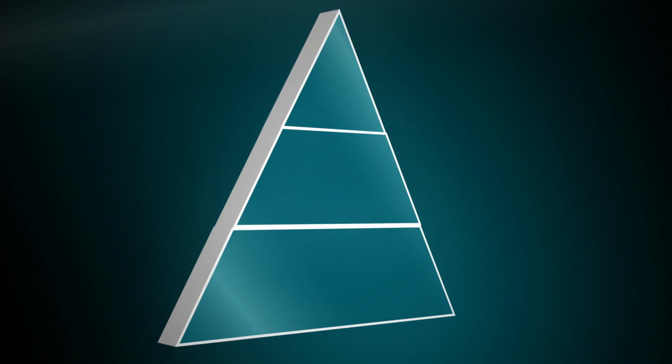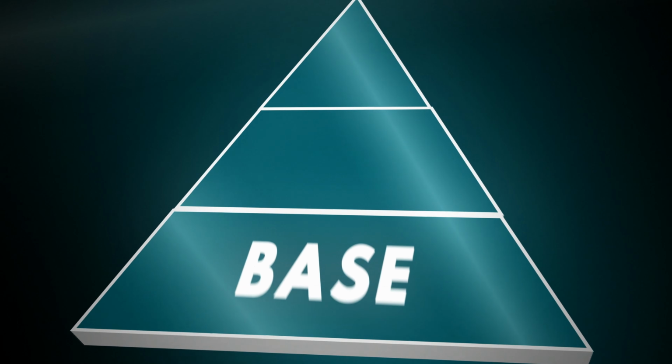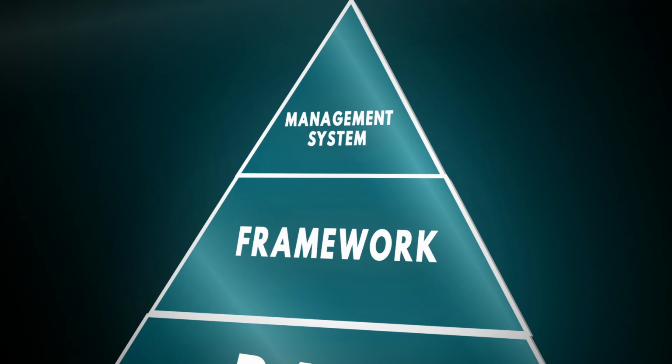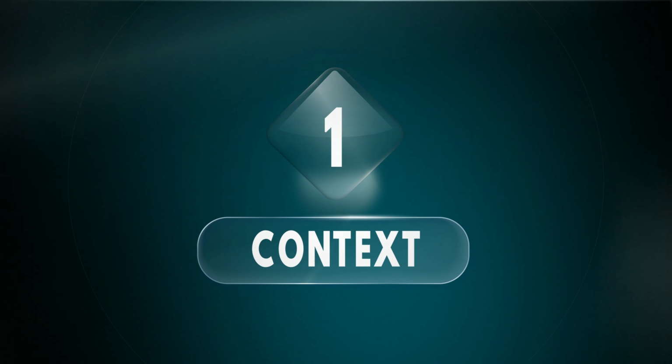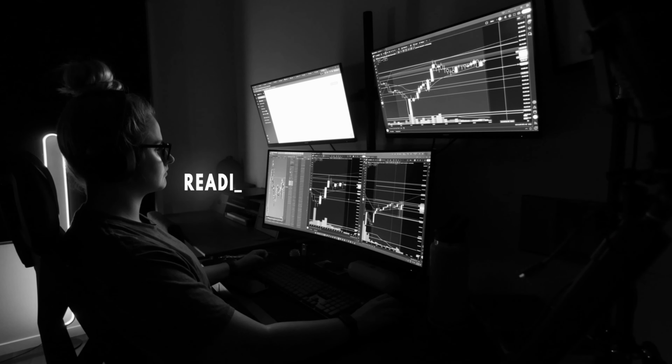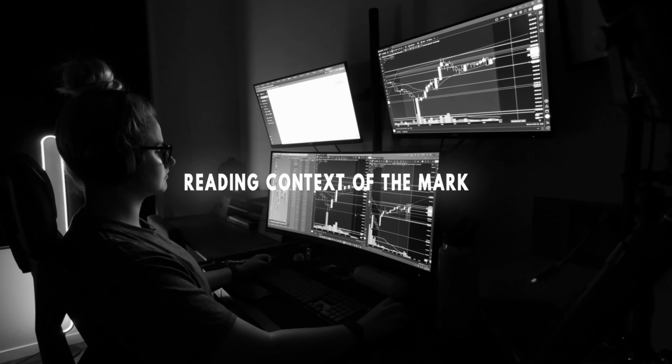A trading strategy is built of a base, a framework, and a management system. Now, we start with the base. The base is context. Trading strategies have all types of components and they come in all sizes and shapes, but there's one thing that every trading strategy has as a base, and it's reading context of the market.